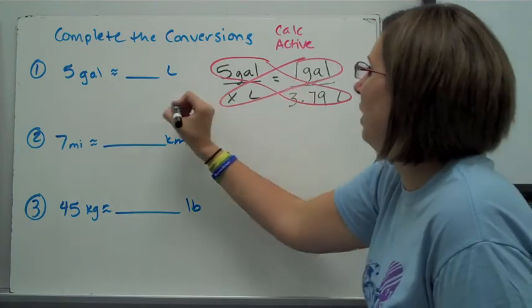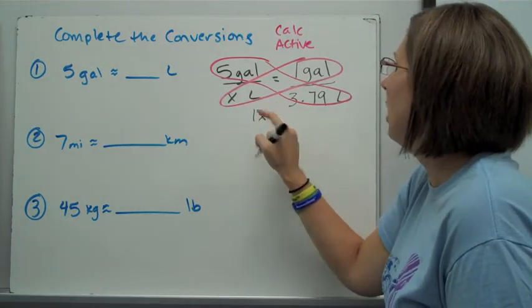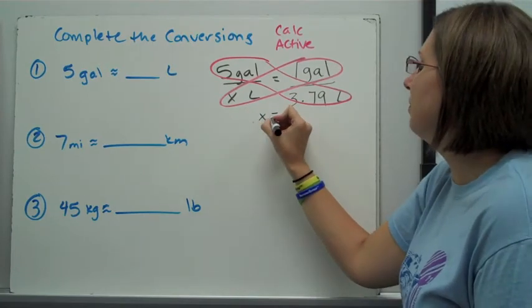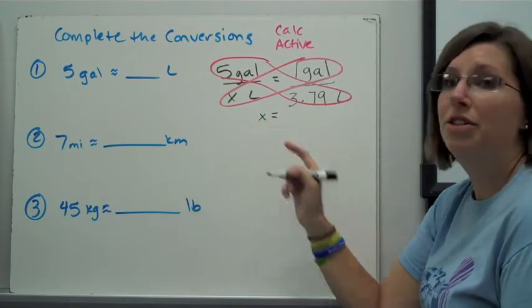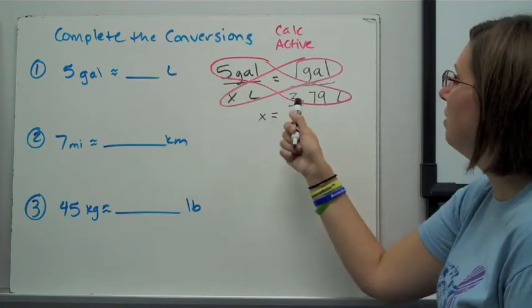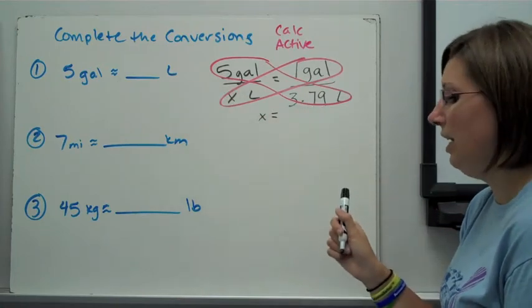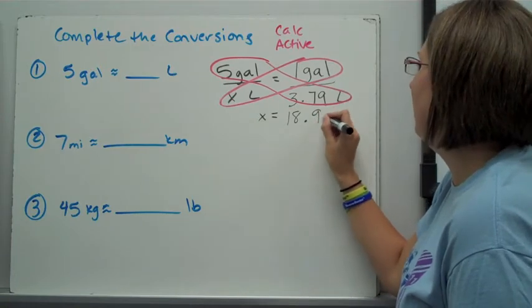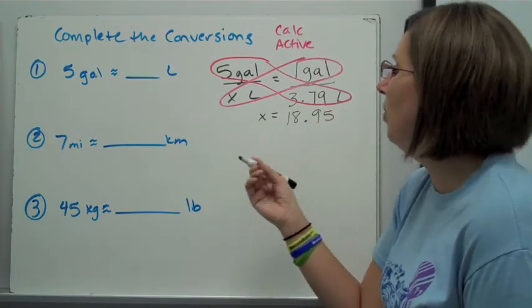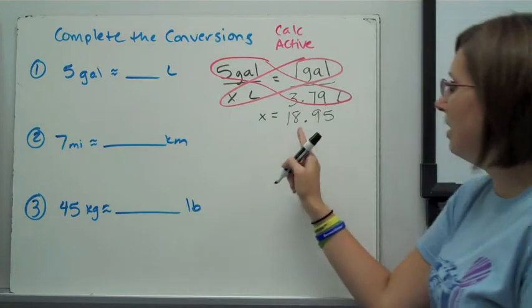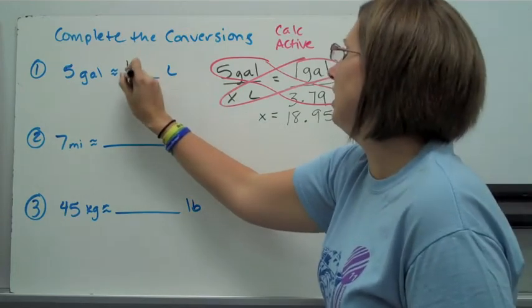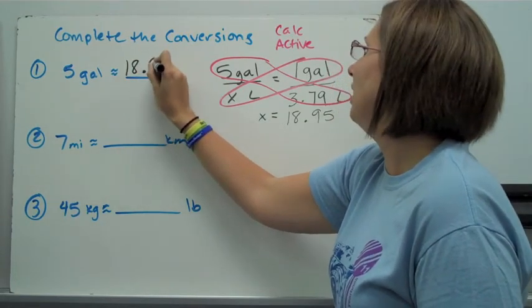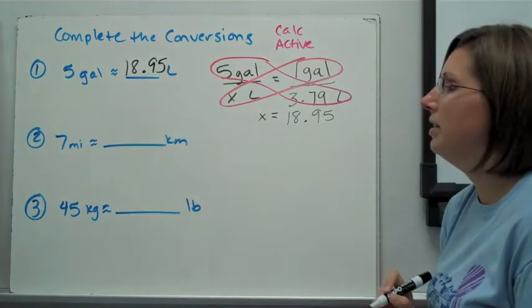x times 1 is 1x, and I really don't even need that 1 there because x has an understood 1. So 5 times 3.79, if you do that on your calculator, you should get 18.95. So that means that 5 gallons is about equal to 18.95 liters.